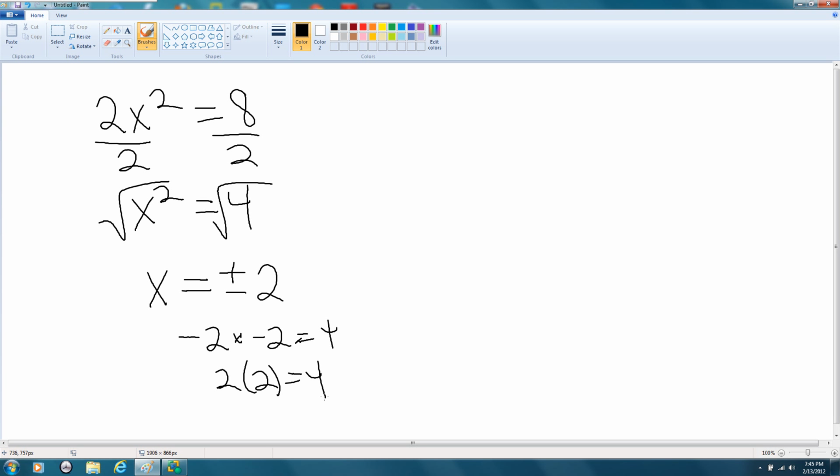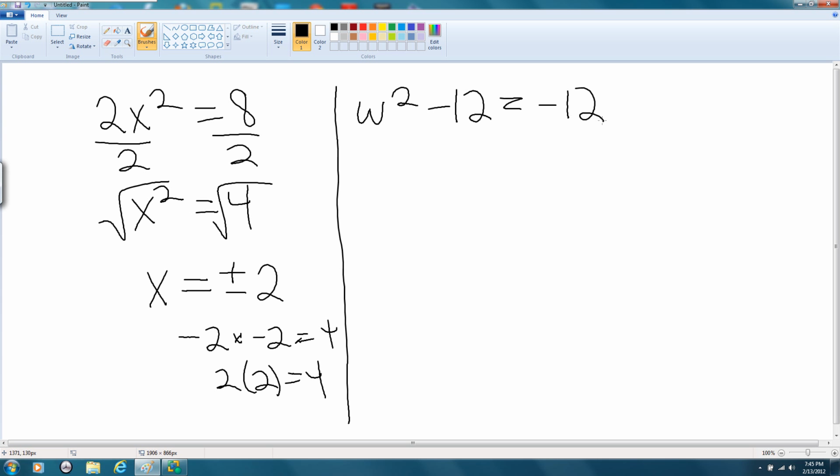Another example, where there's only going to be one solution, is as in this. Let's say I have w squared minus 12 is equal to negative 12. That's an equal sign.